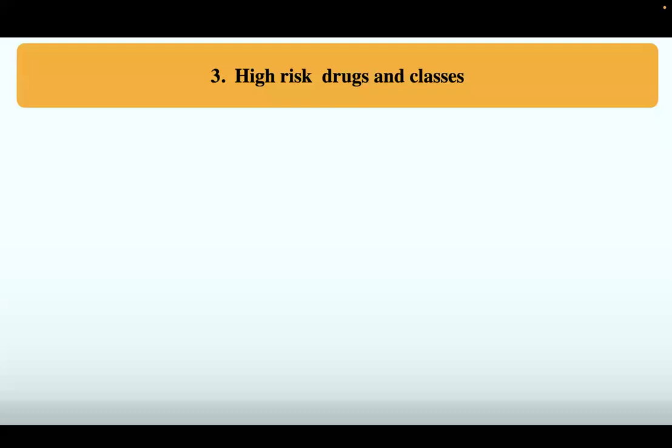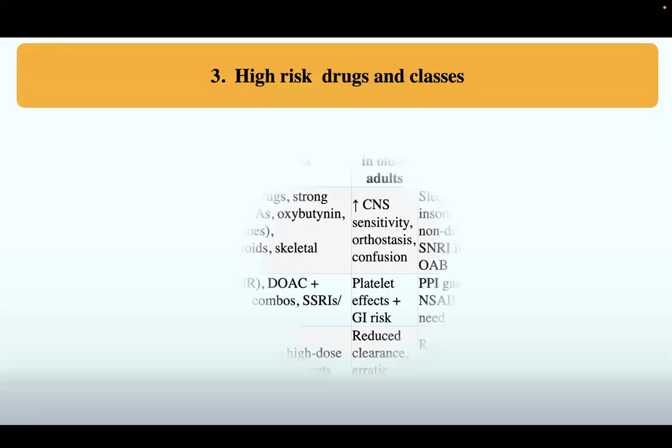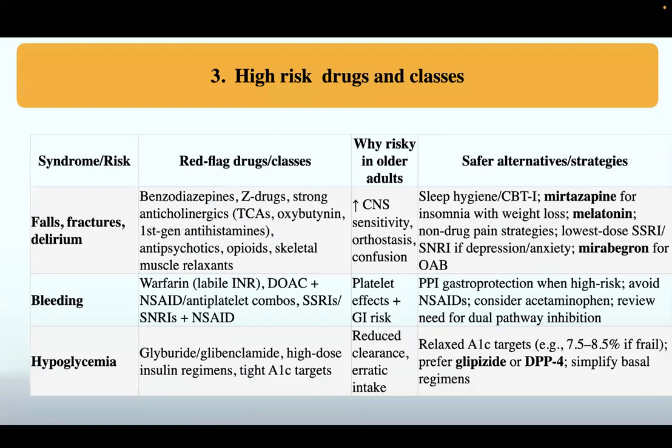Now the third point of learning: high risk drugs and classes. Let's understand it. See, there is the syndrome or the risk column. Then the red flag drugs are there. Why risky in older adults? The mechanism is listed here, and safer alternatives are also there. Now these are nothing but listed categories of drugs in the Beers criteria. Syndrome you can see here.